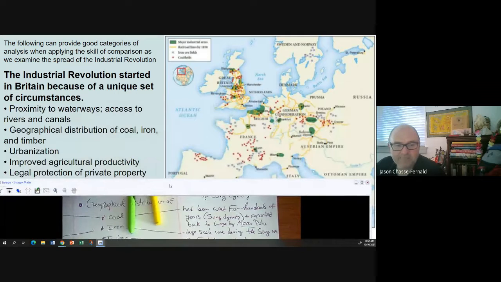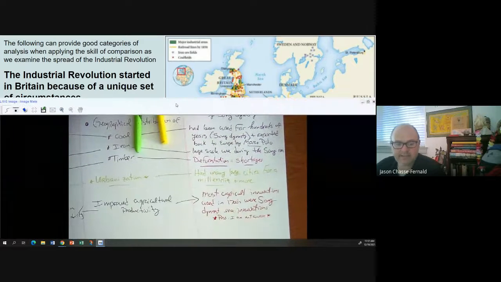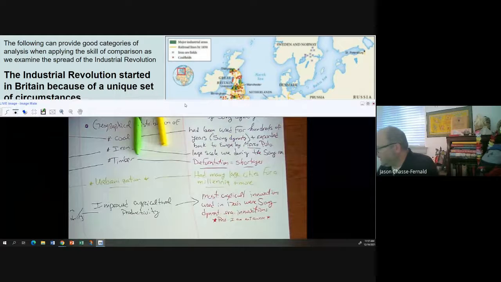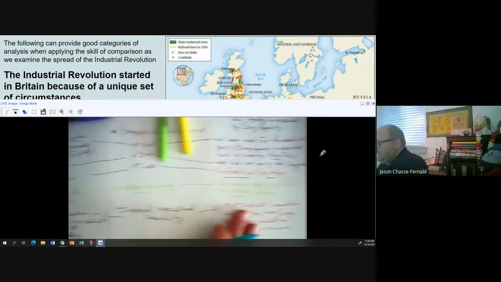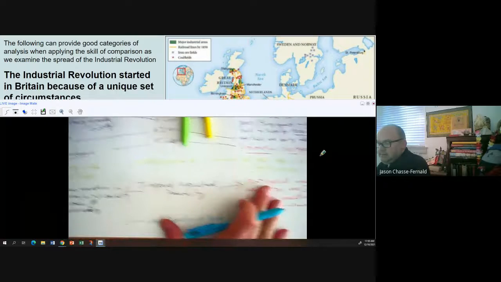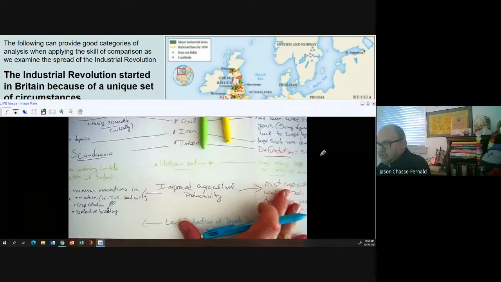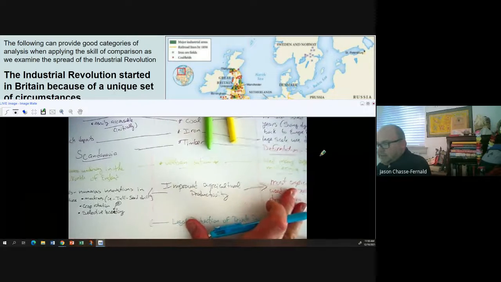Legal protection of private property. All right, and what do we know about England in this case?